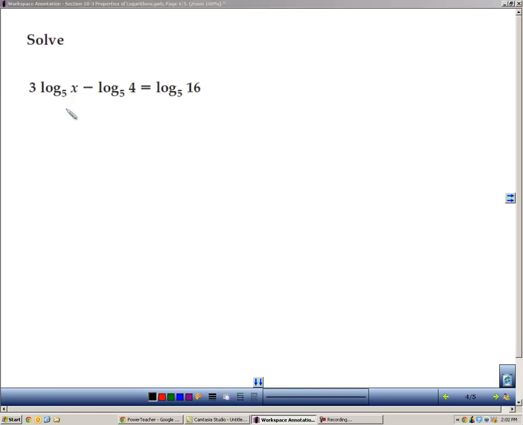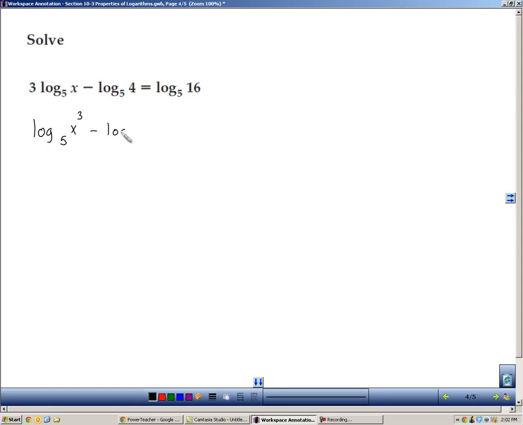So here's an equation that involves logs, and we're going to use multiple properties that we've learned to simplify this and get it to a place where we can solve for the value of x. I'm going to look at this first log, and I see a 3 on the outside. So the power property says I can take that 3 and move it up to the exponent of the x. So I can rewrite that as x cubed.